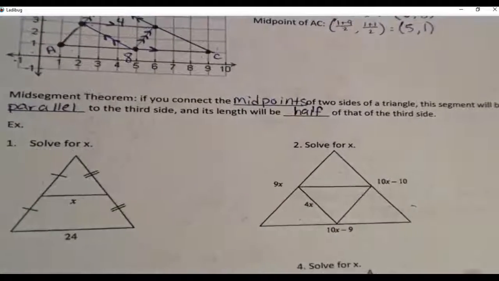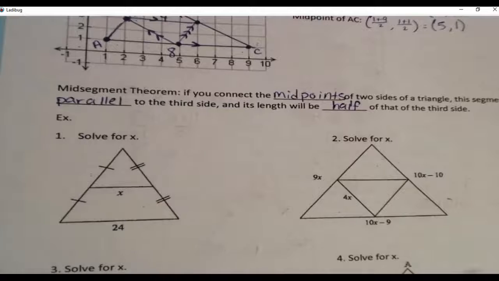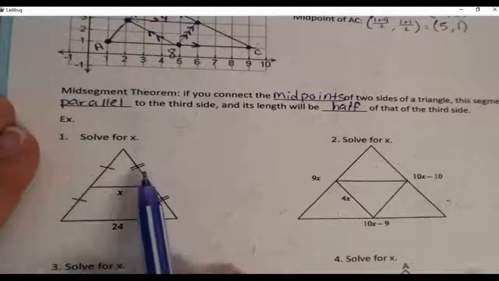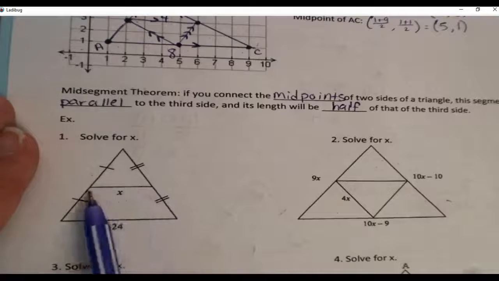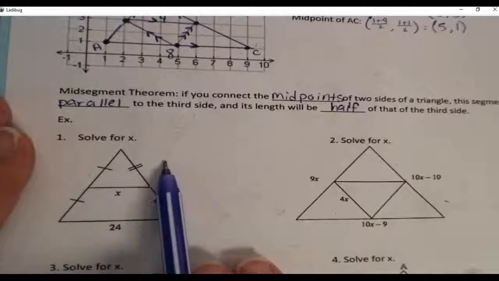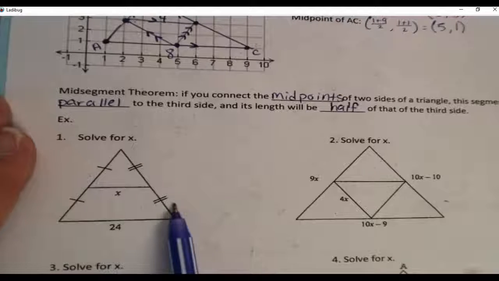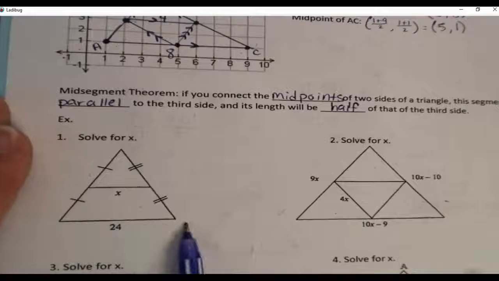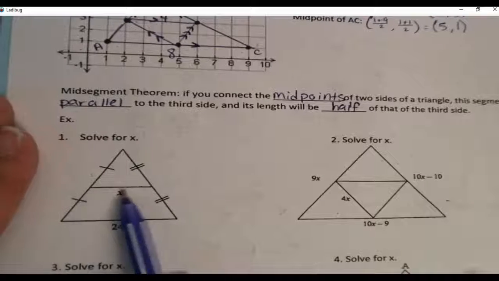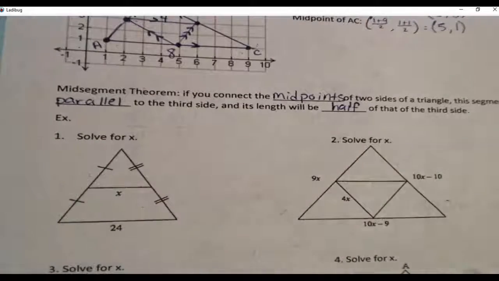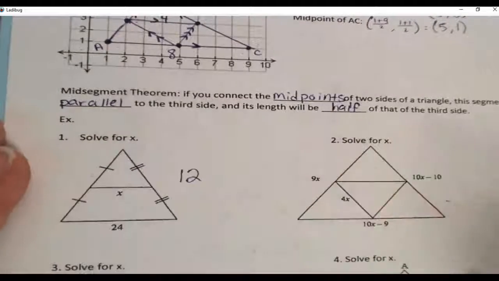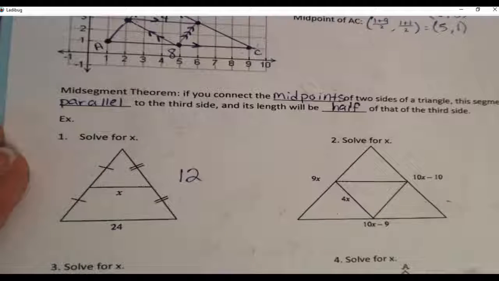So if we look at number 1, we want to solve for x. Well, I can see here, when it gives me these little tick marks, that means that this is the mid-segment, because it's splitting this side in half, it's splitting this side in half. So then if the whole thing is 24, the mid-segment's half of that, what would it be? 12. Good. That's it.